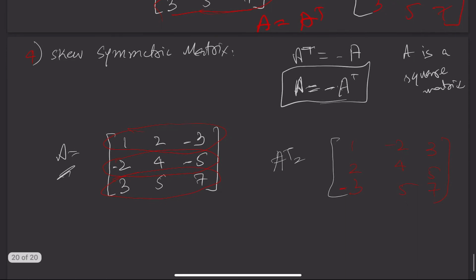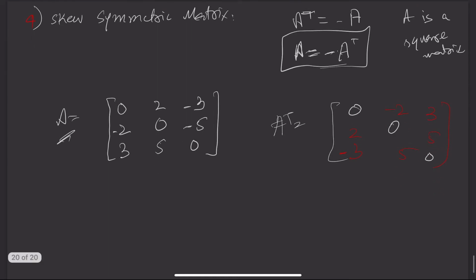One thing I forgot to mention is that for a matrix to be a skew symmetric matrix, the diagonals must be 0. The diagonals must be 0. Now we will have 0, 0, 0 here as well. So now let's see if they are equal but of opposite sign. Now if you multiply by negative here, we will see minus A is 0, minus 2, positive 3, positive 2, 0, positive 5, negative 3, negative 5, and 0.